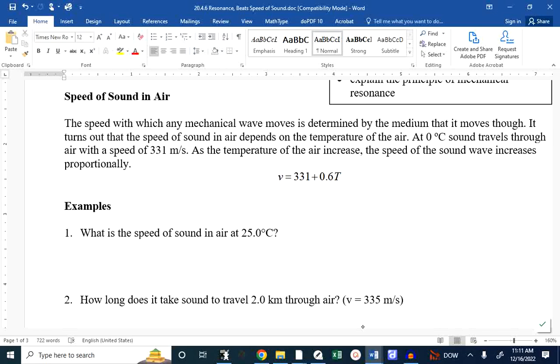Within a certain range of temperatures, this is the formula you can use to find the speed of sound in air. And the reason why this predicts that the speed of sound increases as the temperature goes up is that sound is a mechanical wave produced by collisions of air molecules that carry that information in a ripple, in a compression, just like this thing.